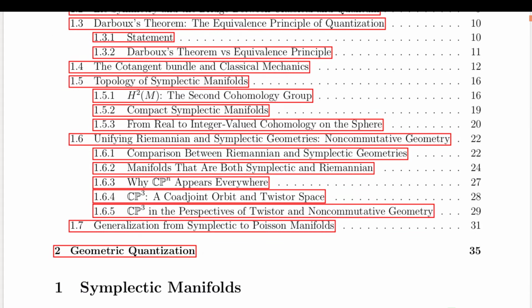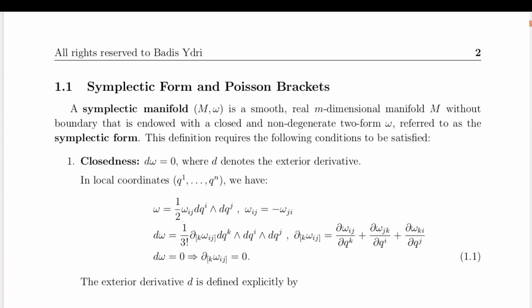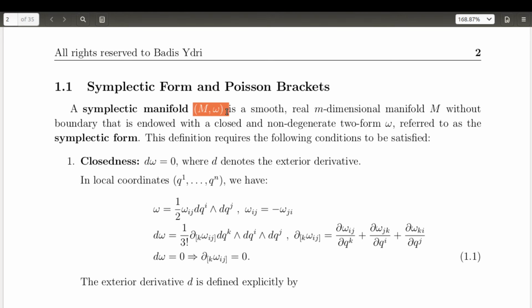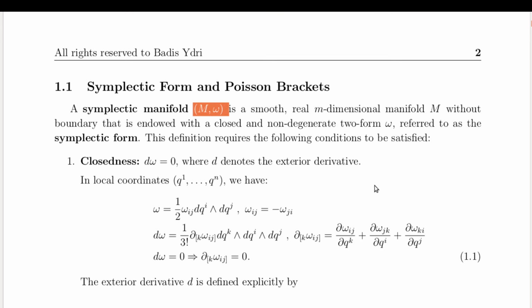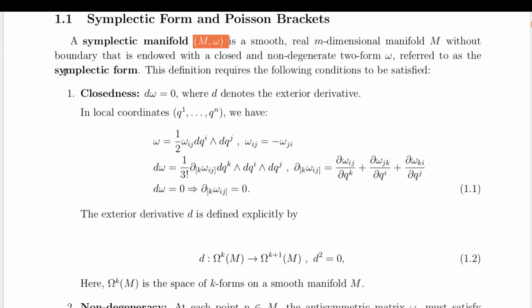Symplectic form and Poisson brackets. A symplectic manifold is defined by a pair (M, ω), where M is a smooth manifold of even dimension, and ω, known as the symplectic form, is a two-form that is both closed and non-degenerate. These two defining properties establish the manifold's symplectic structure.